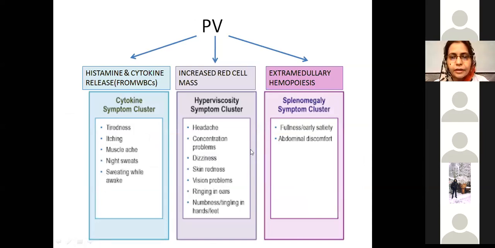This is another slide in which they have grouped together the different mechanisms and their associated symptoms. Histamine and cytokine release cause itching, night sweats or constitutional symptoms, and bone pains. Increased red cell mass results in hyperviscosity and all those symptoms associated with it. And extramedullary hemopoiesis results in an enlarged spleen or liver, which presses on the stomach. So these patients suffer from early satiety, and they also complain of dragging abdominal discomfort and pain. And in some cases, they may develop weight loss as well because they are unable to eat properly. So these are the three major mechanisms which are responsible for these different signs and symptoms we come across in patients of polycythemia vera.